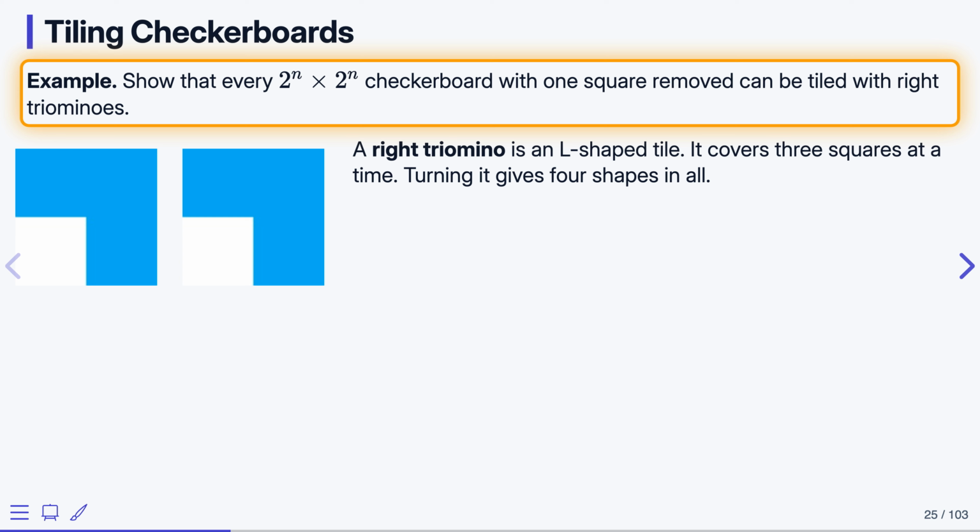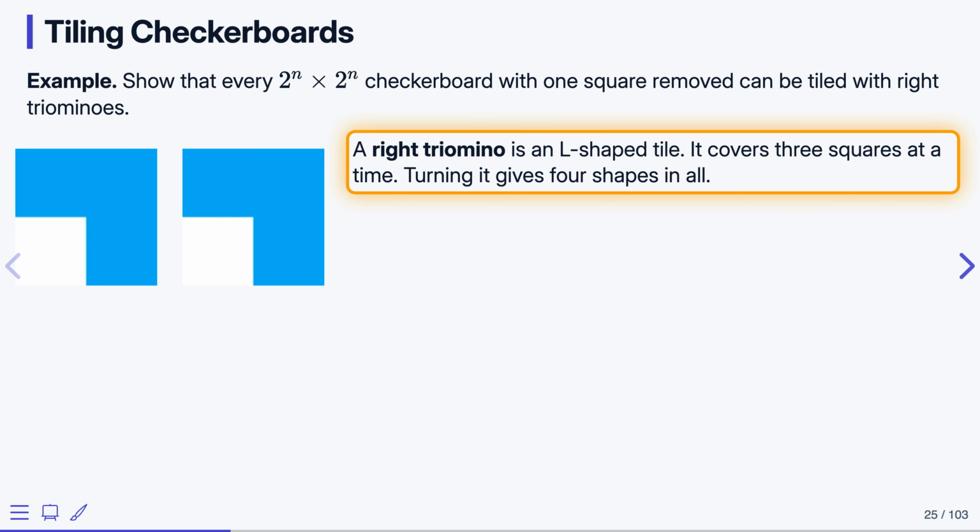Now a tiling problem. We start with a big square board, 2^n by 2^n. We take one square away. We want to cover what is left with L-shaped tiles. A right triamino is that L-shaped tile. It covers 3 squares at once.